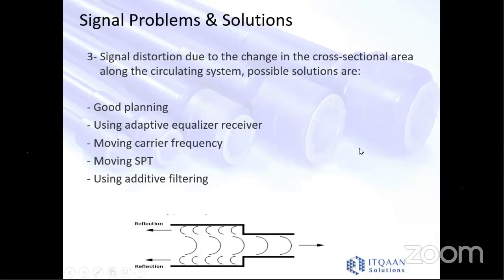We have another kind of signal problem: signal distortion due to a change in cross-sectional area along the circulation system. As shown by the graph, if we have a sudden change in ID, the inside diameter, at any place on the drill string, what is happening? Let's focus on this picture at the bottom. We have some kind of reflection, which also affects our signal coming from the MWD. What could we do about this one? As we mentioned earlier, we need to include this in good planning. We can use an adaptive equalizer receiver, or move the carrier frequency, or move our SPT, the standpipe pressure transducer sensor. Sometimes we can change the place of the sensor, or use additional filtering.